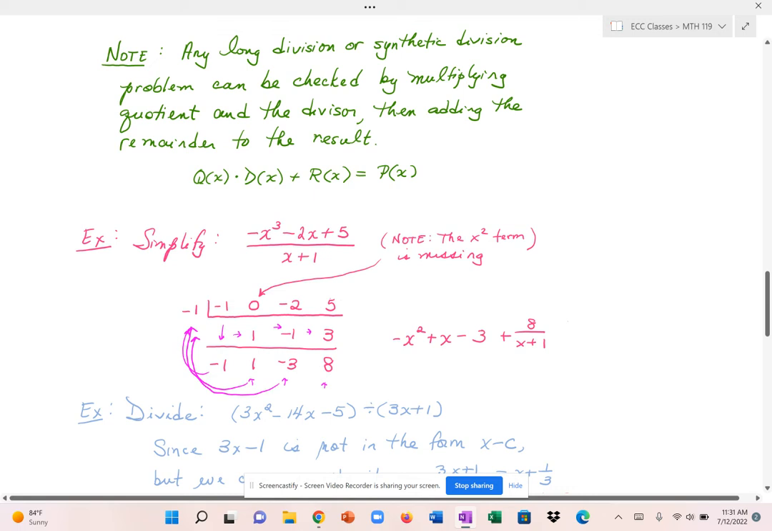8 is your remainder, and this is going to be a second degree polynomial. Remember, we started with third degree. So this is -x to the second plus x minus 3 plus 8 over x plus 1.